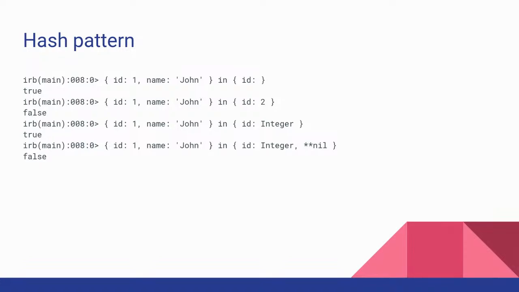So in our last example here, we're matching the ID, asking if it's an integer, and we don't care about the rest. So we're going to have this rest pattern, different from the array pattern now. As you guys notice, we have this double asterisk along with the nil keyword to say, hey, I don't care about the hash, I'm just trying to match the first item.